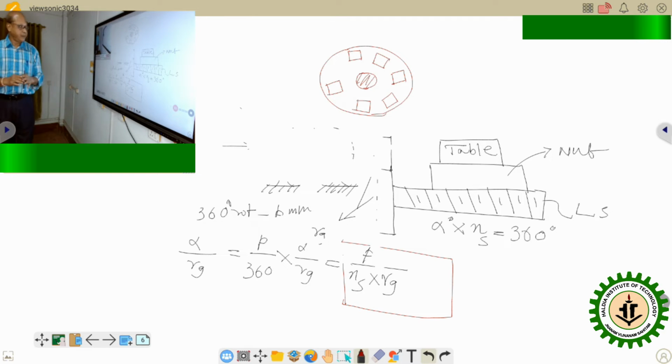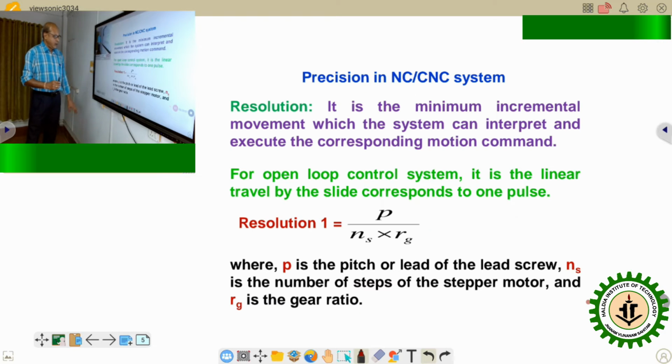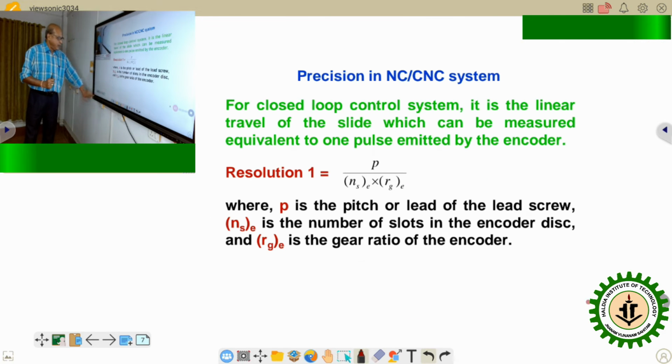So the logic remains the same. That is why your expression will be similar, but just to distinguish it from the stepper motor, I have written P by NSE into RGE, where the E suffix means encoder. Okay. So this is the number of steps of the encoder disk and the gear ratio of the encoder disk. Here RGE is not the same as that of the earlier one.